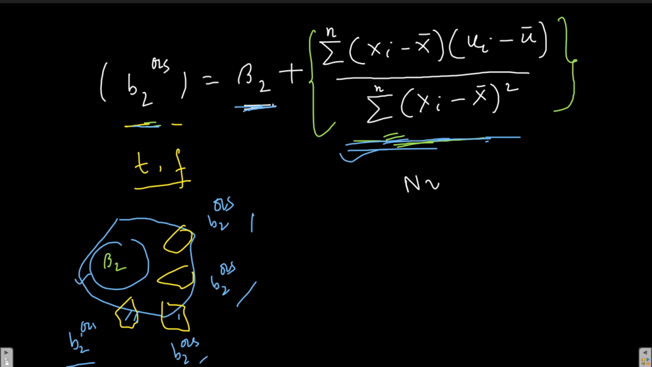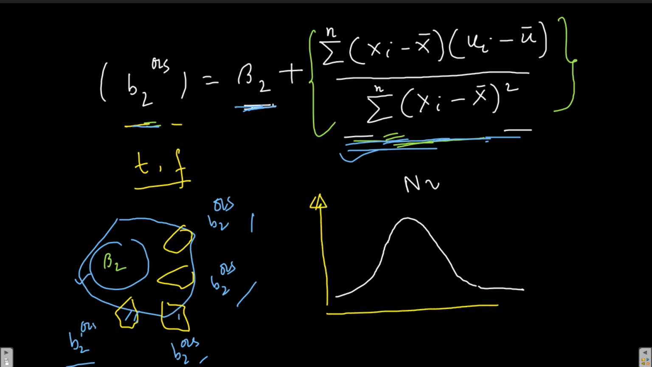Now, if that is the case, essentially what I'll get is a distribution of B2 OLS, right? Because this error component is normal, the distribution of B2 OLS is also going to be normal. I can say that safely, that the distribution of B2 OLS is going to be a normal distribution. Let's say you can plot probability density or frequency on the y-axis, and the value of B2 OLS on the x-axis. Okay. Now, if we plot this, we will get a normal distribution.